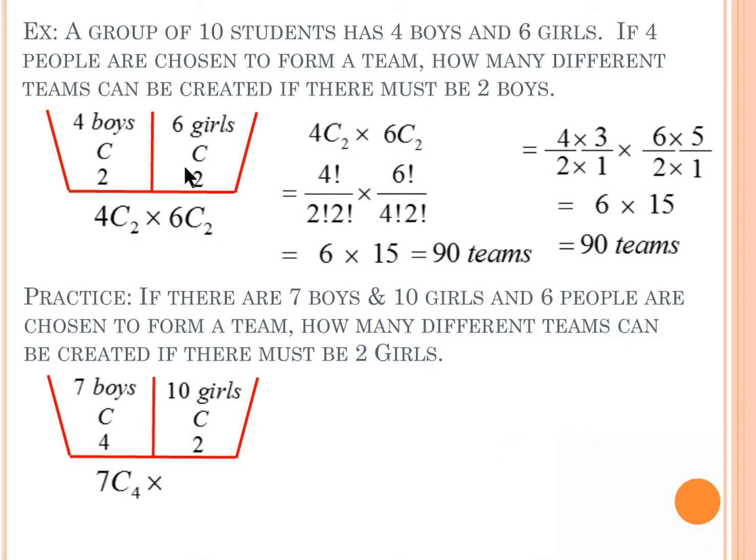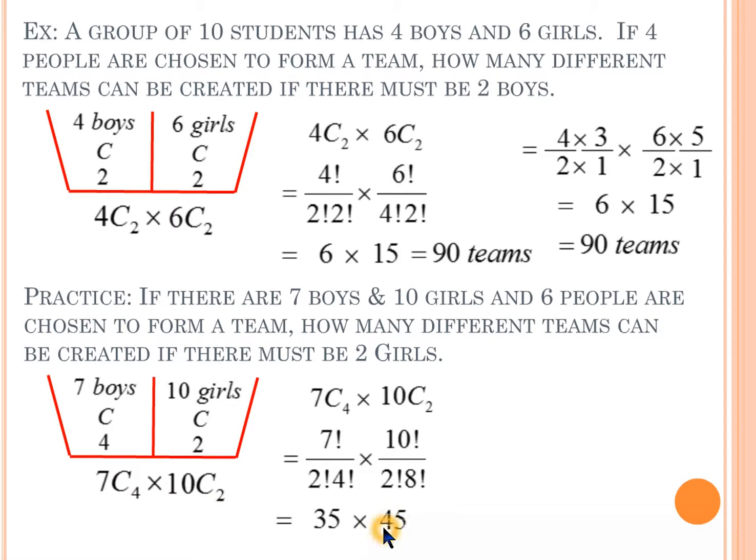And this is very similar to the previous problem, 7 choose 4 times 10 choose 2. And that will give me approximately 1,575 teams. So these 2 problems here are very similar. We just changed the numbers around, but it's the same idea.